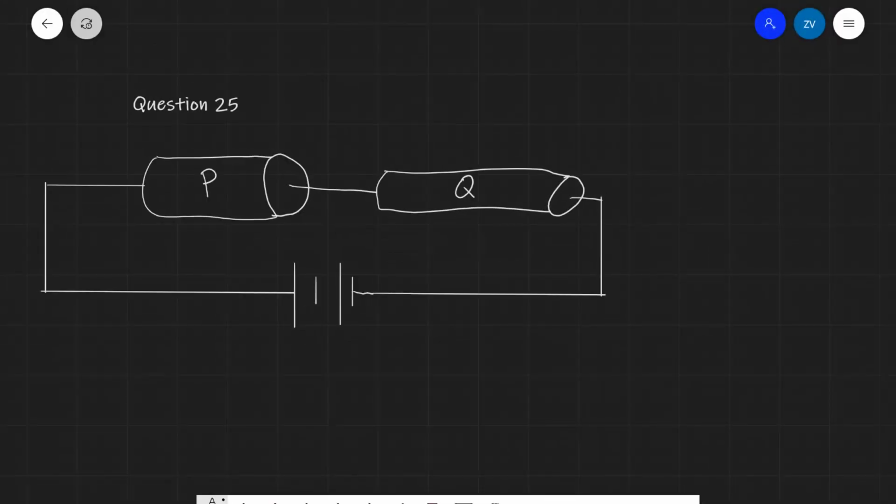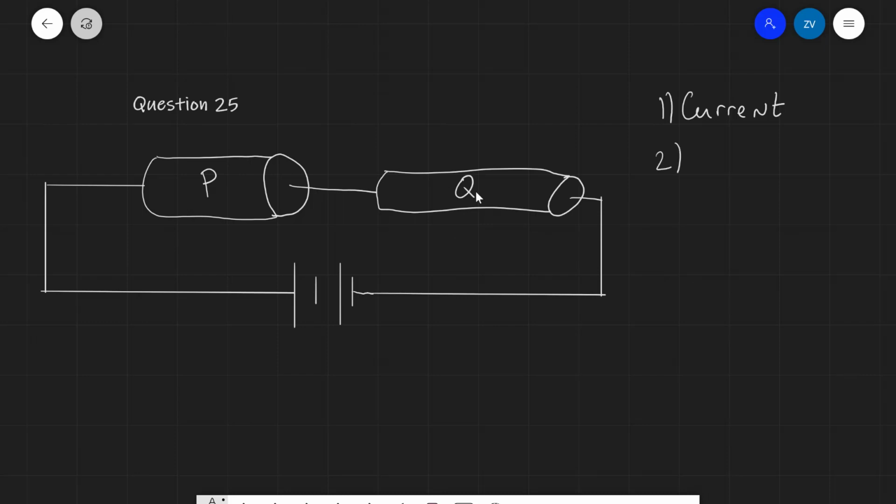Question 25, we have the following arrangement with the 2 types of wires, P and Q, that are connected in series and then connected to a power supply. Now, which 2 quantities are going to be the same? First off, the first quantity which is going to be the same is the current, and that is due to Kirchhoff's first law. The sum of the currents entering a junction is equal to the sum of the currents exiting a junction. The amount of current that goes in will have to be the amount of current that goes out. Therefore, the current will be the same in both P and Q.